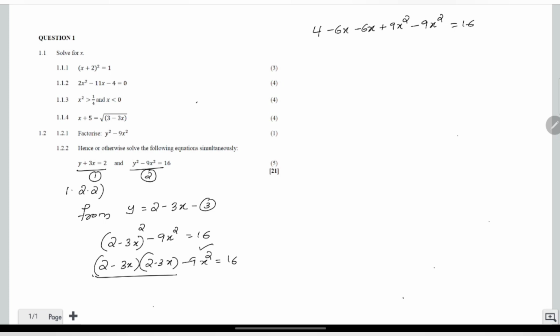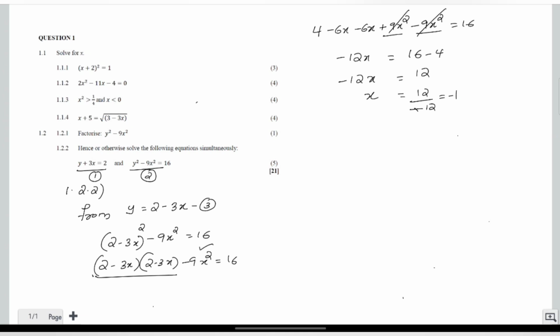Is it clear? Okay, now simplify the x square term. We can see plus 9x square minus 9x square is going to be 0, isn't it? It's gone. All right, now minus 6x minus 6x is going to be minus 12x. Minus 12x is equal to 16 is already there. 4 goes other side, minus 4. So minus 12x is equal to 12. Isn't it? 16 minus 4 is 12. Therefore, x is equal to 12 divided by minus 12. It is going to be minus 1. So the x value we got is minus 1.